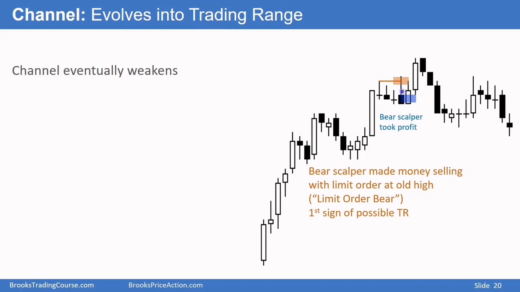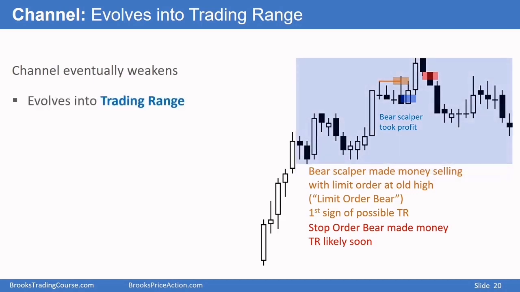So a bear scalper sells at that high and takes a small profit here. He made money, and then he does the same there. And then the stop order bears, once I see stop order bears making money, then we're probably in the early phases of a trading range. I'm thinking that, okay, bull breakout, bull channel, and here we have 3 consecutive bear bars closing on their lows. That enough is to make me think we'll get at least a second leg sideways to down. And I see bears who sold with a stop below bars are now making money. That increases the chances that we're leaving the channel phase and entering the trading range phase.